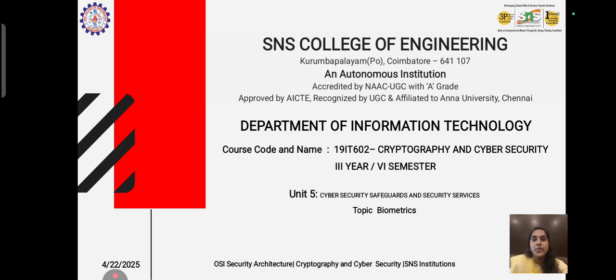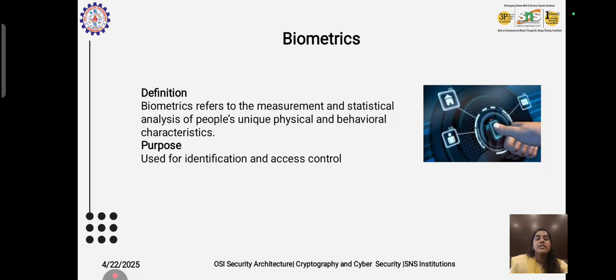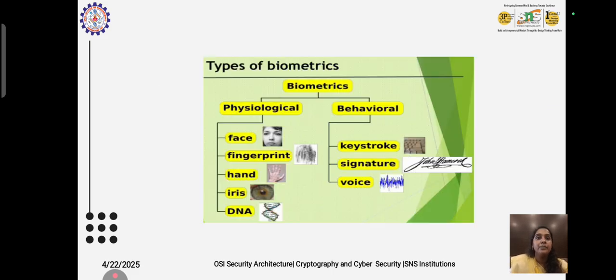Today we are going to see, in the lecture series, the topic of biometrics in the subject cryptography and cybersecurity. Biometrics, in general, refers to the measures and statistical analysis of people's unique physical and behavioral characteristics. Here, it is used for identification and access control.